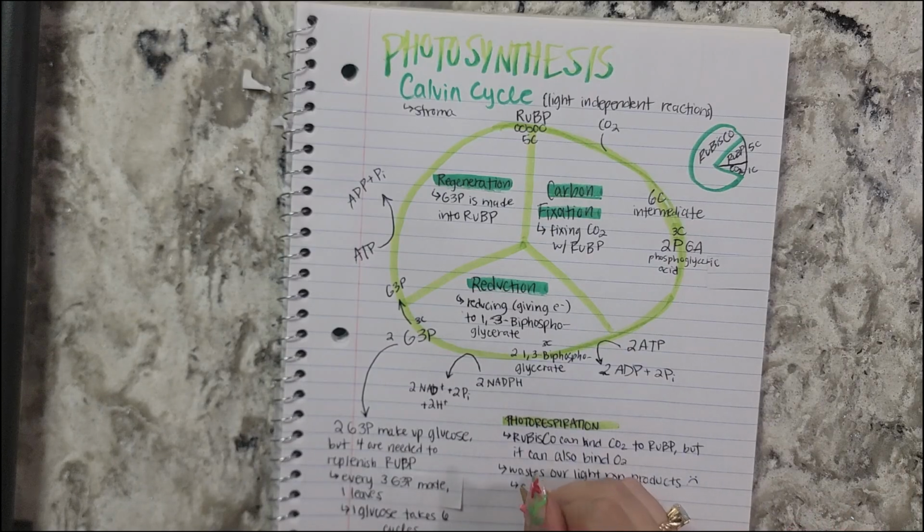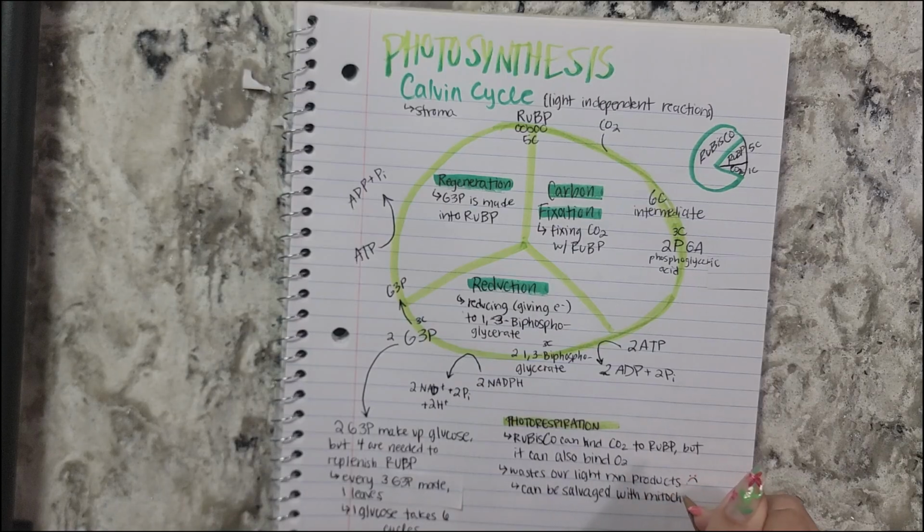And this can be salvaged. When this occurs, it can be salvaged using mitochondria and peroxisomes. So peroxisomes are organelles in plant cells that contain a lot of hydrogen peroxide, or H2O2. You don't need to know too much about them outside of that, but they do have a really important role in salvaging our photorespiration products.